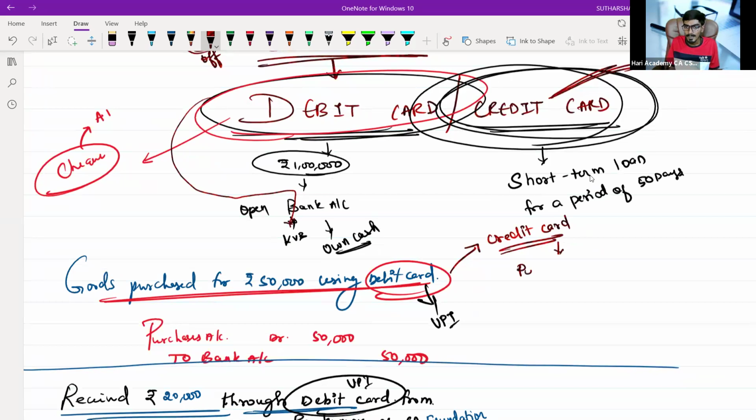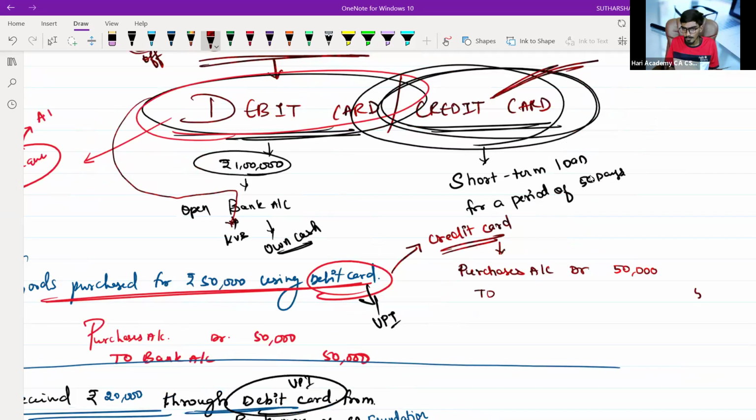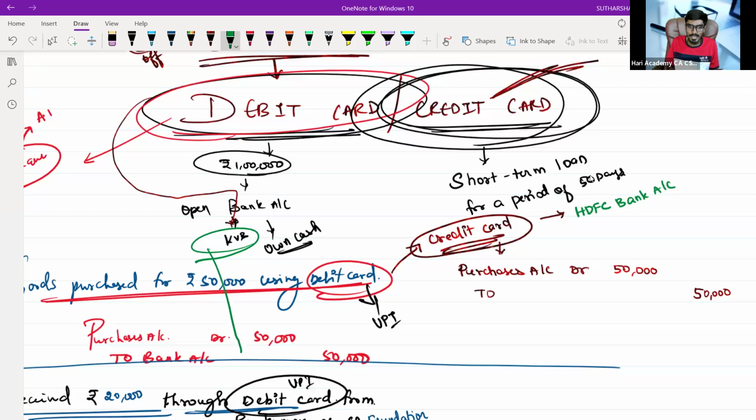Here, purchases account debit, rupees 50,000, I will record it. On the credit side also, I am going to put 50,000. Assume this credit card has been taken from HDFC bank. I am having which bank? KVB bank. On that, I am not making this 50,000 payment. The credit card I am using is from which bank?